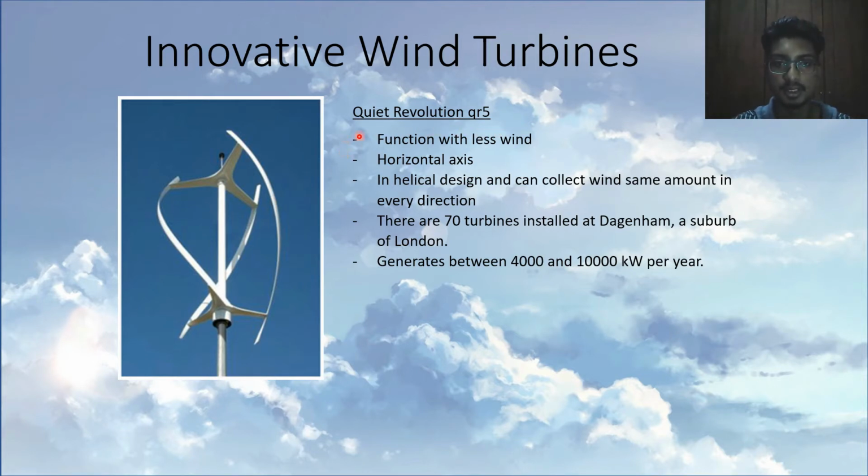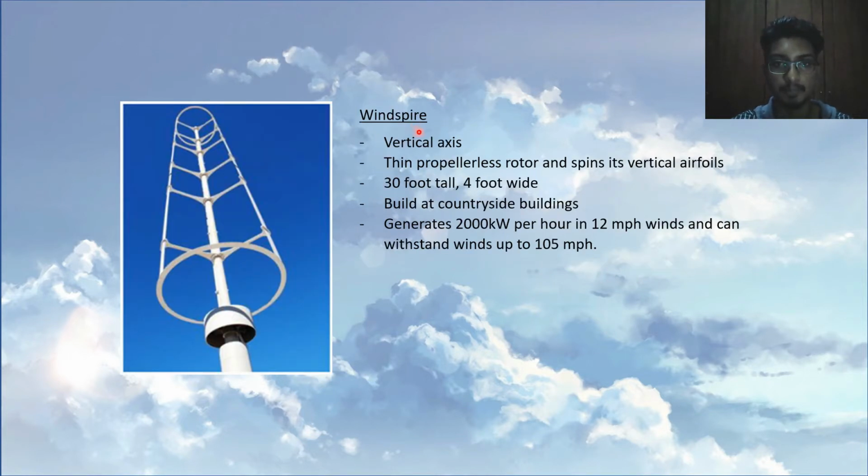Okay, it can function with less wind, and it is a vertical axis turbine in a helical design and can collect the same amount of wind from every direction. And there are 70 turbines installed at Dagenham, a suburb of London, and this turbine can generate between 4,000 and 10,000 kilowatts per year. Okay, next we are going to see the wind spear.